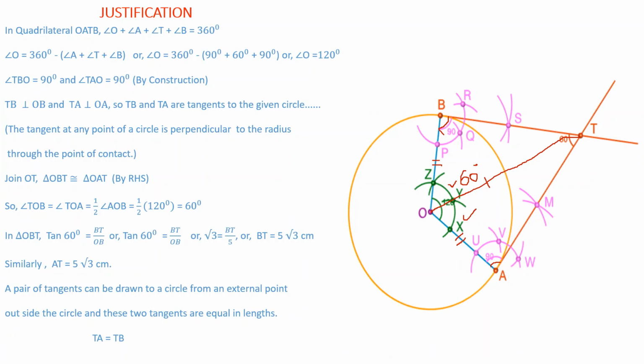Similarly, the other triangle is also congruent. So BT and AT both are 5√3. So a pair of tangents can be drawn to a circle from an external point T outside the circle, and these two tangents are equal in length. So tangents are drawn from an external point T, TB and TA are tangents and they are equal.